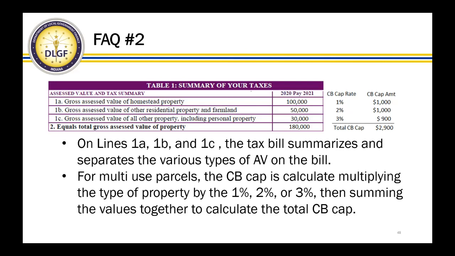So we can still calculate by hand the circuit breaker cap on a multi-use parcel. It just takes that additional step to figure out what type of property we're looking at, multiplying by the cap, and then summing all three of those together.